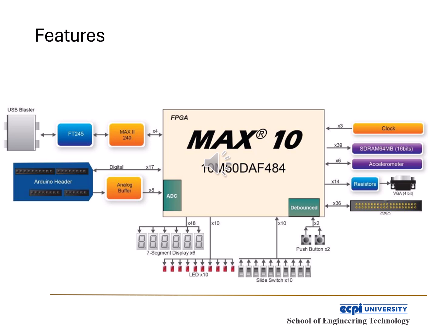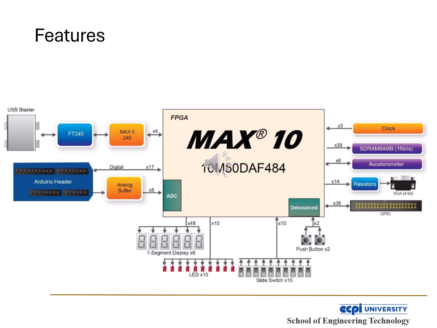Let's start on the left side. You've got a USB blaster for programming and communication. The FT245 chip and Max2 handle data transfer between your computer and the FPGA. Think of them as interpreters.